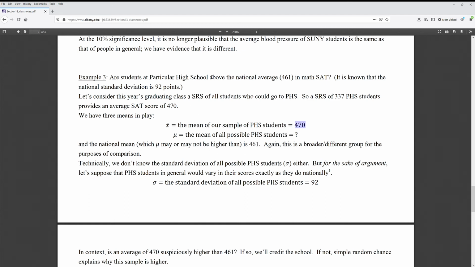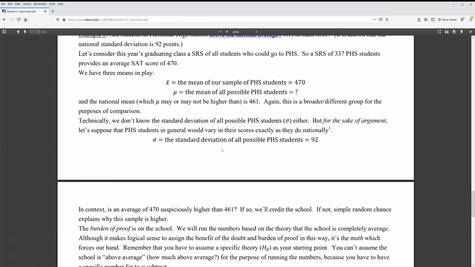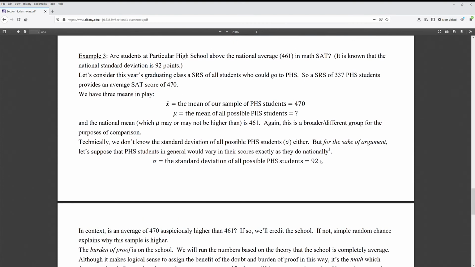Notice how the question is worded, above the national average. So as always, it's the grammar that gives you the alternative. And again, as I say here in this paragraph, sigma is the standard deviation of all possible PHS students. How students vary at this school. Do students at this school vary the way they do nationally? Probably not. They probably have more demographically, geographically in common with one another than students at large do, so they probably would vary less.